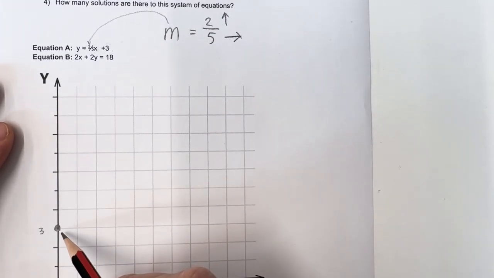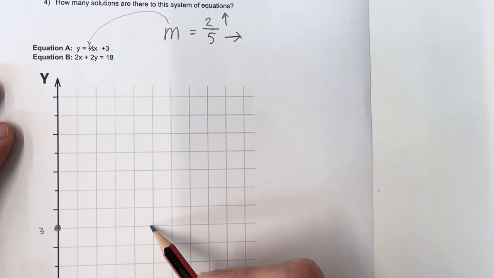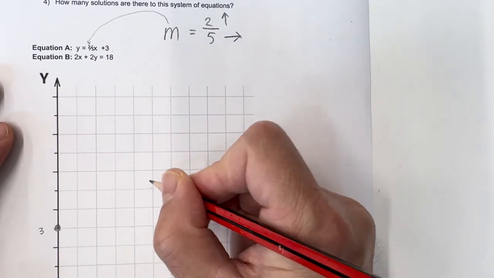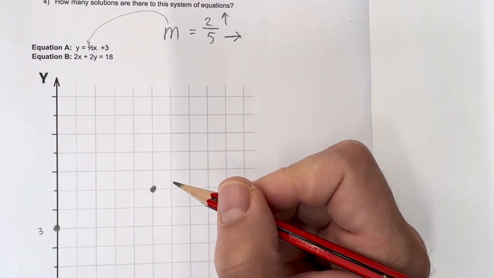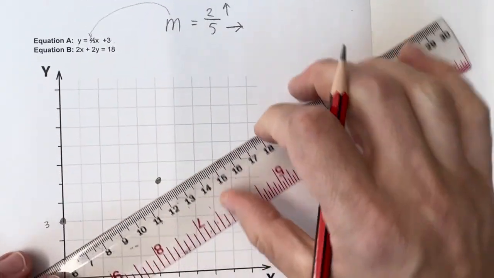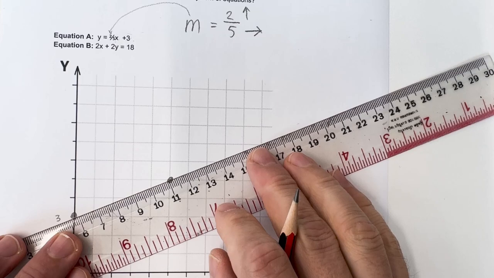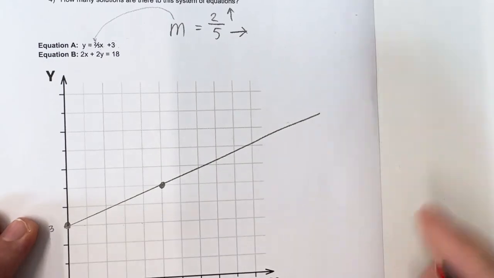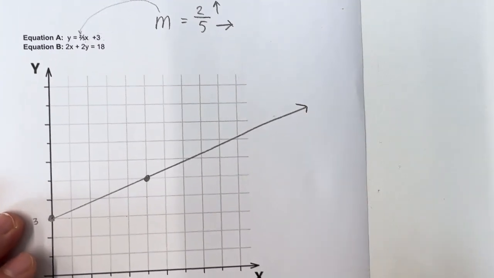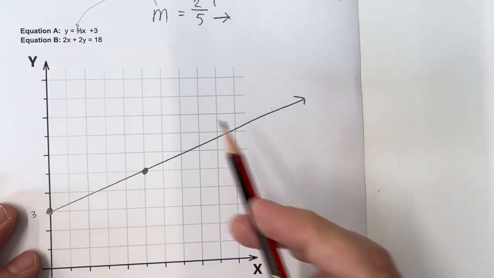So here we go. I'm going to go over 5. 1, 2, 3, 4, 5. And then up 2. 1, 2. Voila. And now I have 2 points. And if you have 2 points, you can make a line. And here we go. Whee! I made a line. Okay, and so then my next one right here.